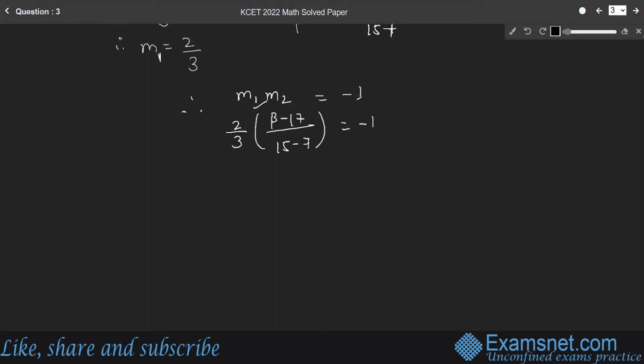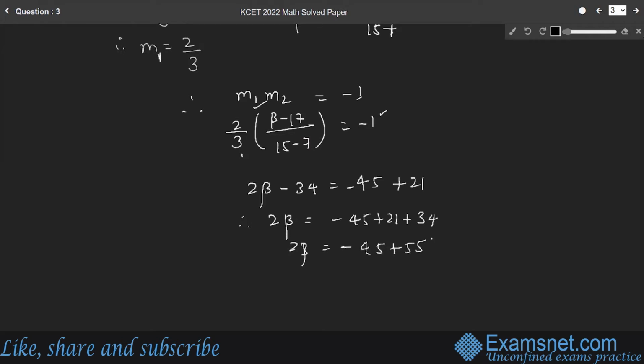So we'll take 2 into beta minus 17, which is 2 beta minus 34, is equal to, take this 3 into 15 minus 7 into RHS, right? 3 into 15 is 45 with negative sign because it is multiplied by -1. 3 into 7, 21, minus 21, right? Into -1 becomes plus 21. Therefore, 2 beta is minus 45 plus 21 plus 34, right? So minus 45 plus 55, which is plus 10.